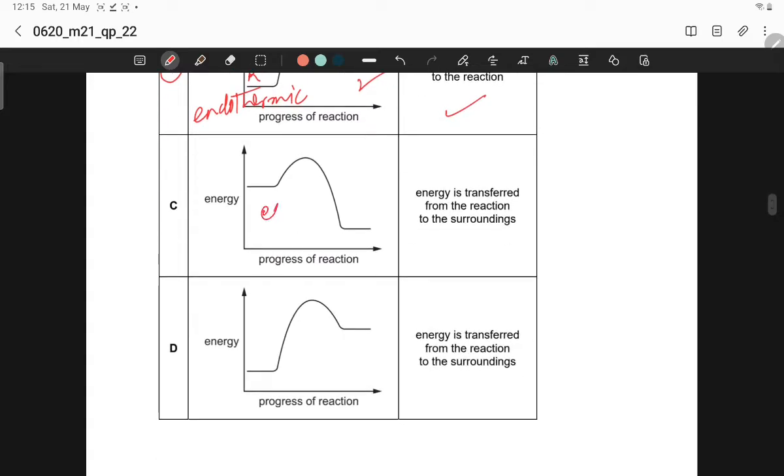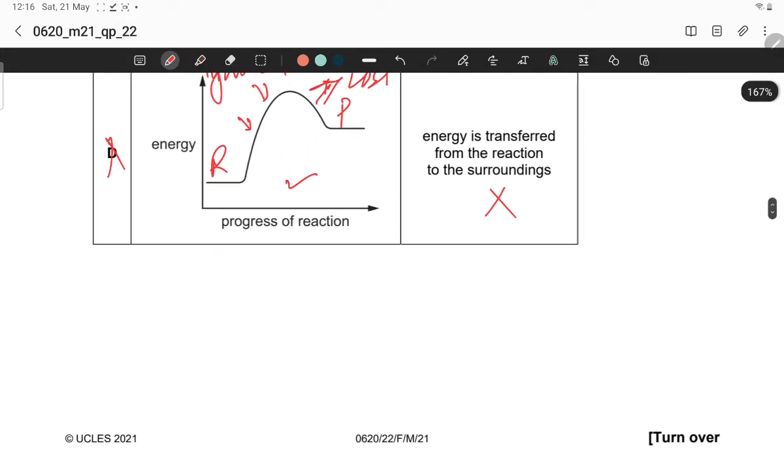Energy, this is again exothermic. Energy is transferred from the surrounding to the reaction? No. So this is an endothermic reaction, reactant, product. This is correct because gained heat is more than heat lost. This is lost heat, this is gained heat. And energy is transferred from the reaction to the surrounding. This is incorrect. So option B is correct.